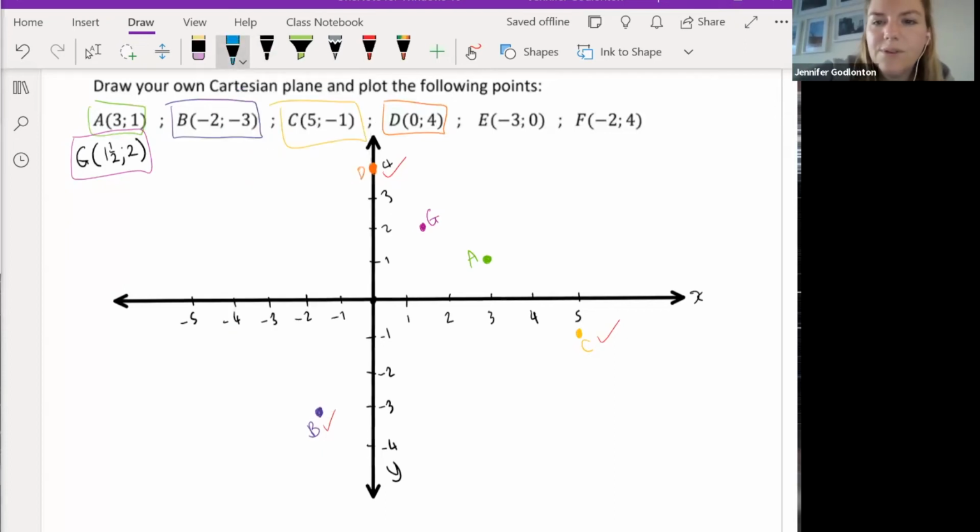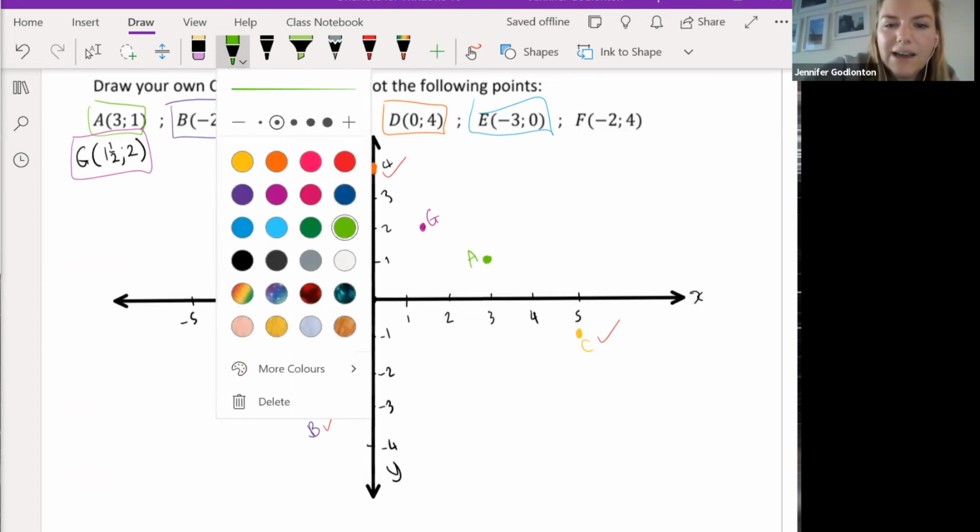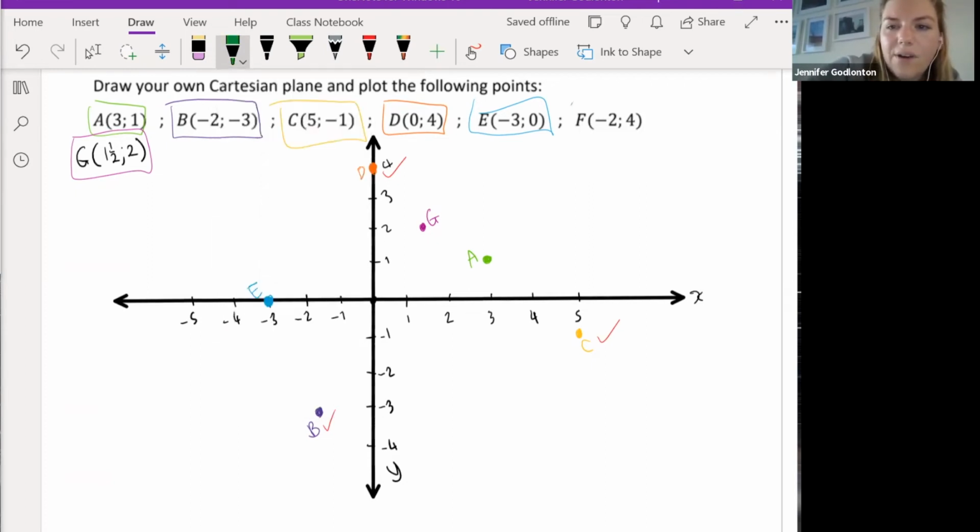We're going to move to E. E is -3 and 0. So X is -3 and Y is 0. And we're going to call that E. And our last one that we are going to plot here is F. And that is -2 and +4. It's going to be up here. And we're going to call it F. Okay, so that's 1, 2, 3, 4, 5 ticks.